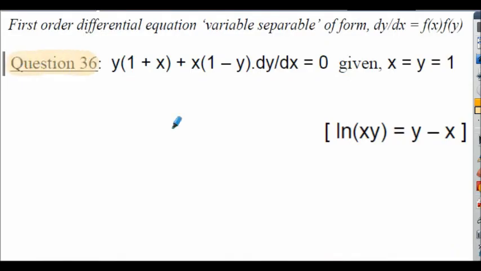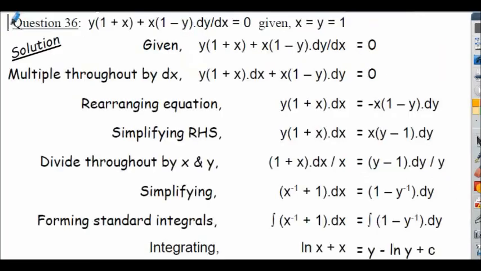Question 36, stated here, we're given y multiplied by 1 plus x, multiplied by 1 minus y in the brackets, multiplied by dy by dx is equal to 0. Here's the solution, and this is outlined in full on the following slides. And also we have an initial condition: when x is equal to 1, y is equal to 1.